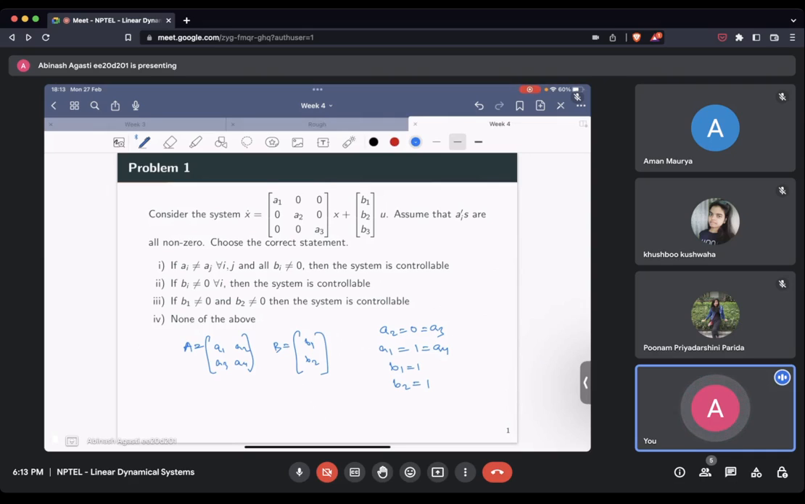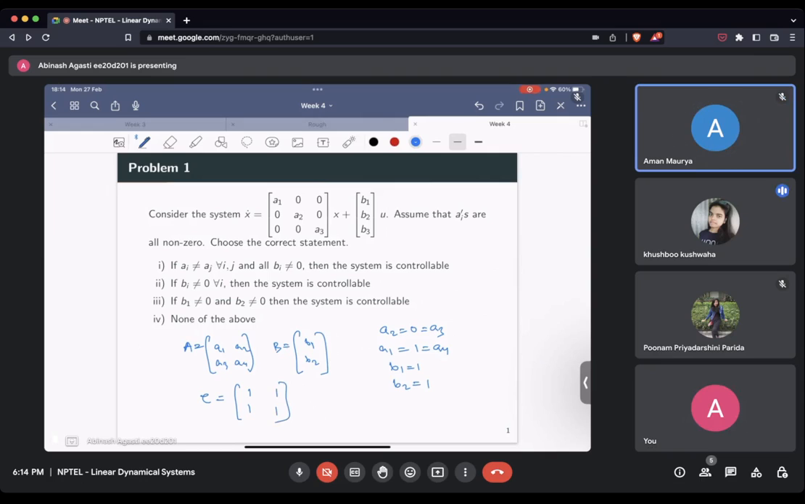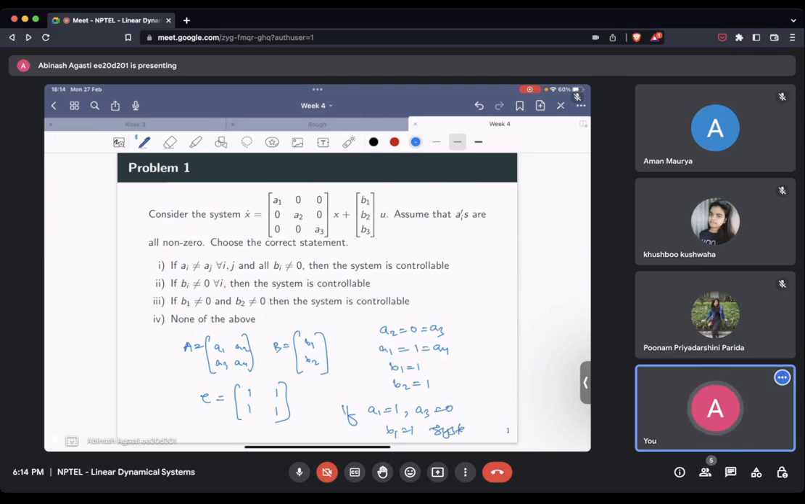So what is the controllability matrix? It is B first, then AB. This system is not controllable, right? Yes, sir. So can I say that if A1 equals 1, let's say A3 equals 0, and B1 equals 1, the system is not controllable? Can I make a statement like this?